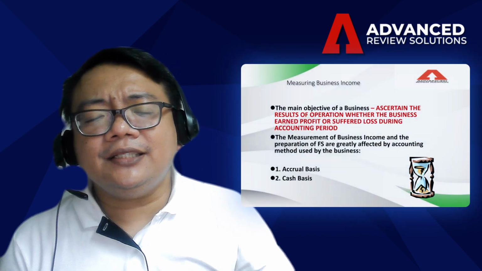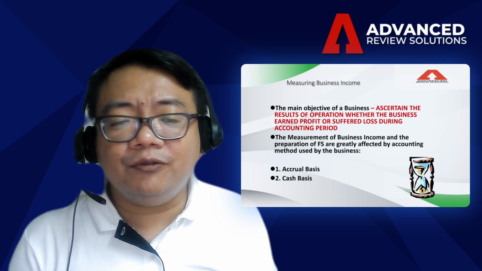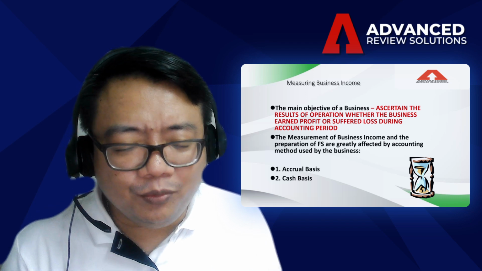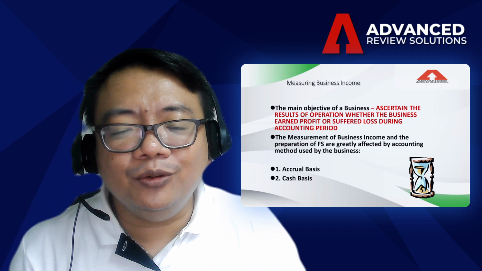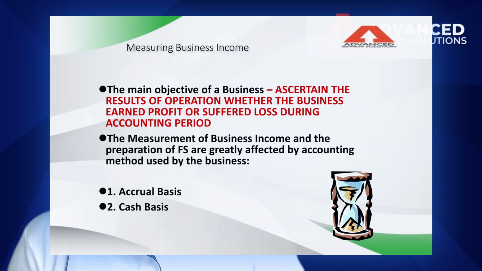Okay. So, in this class, what is the main objective of a business? Of course, to earn money. Why would we go into business if we would only lose money? So the main objective of a business is to ascertain the results of operations, whether the business earned a profit or suffered a loss during the accounting period. And this is affected by two methods: the accrual basis and the cash basis of accounting. In accounting, what we follow is the accrual basis of accounting.